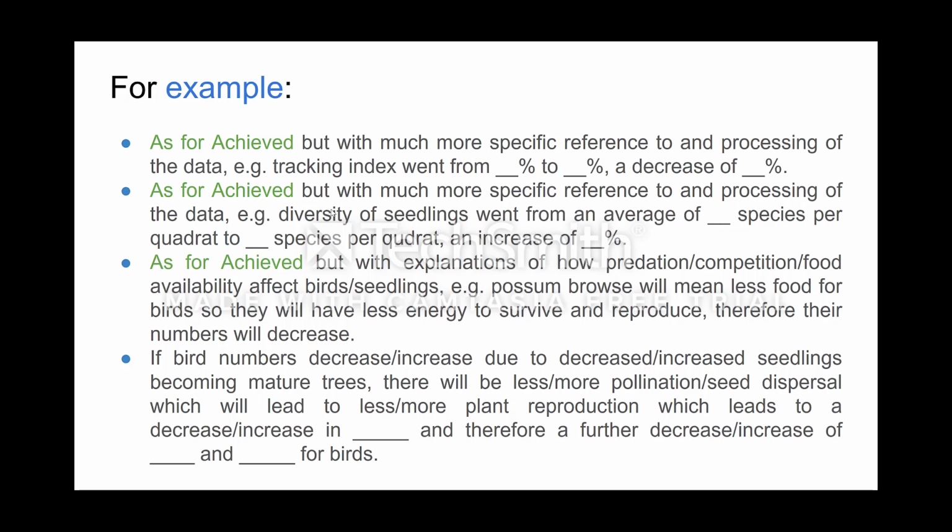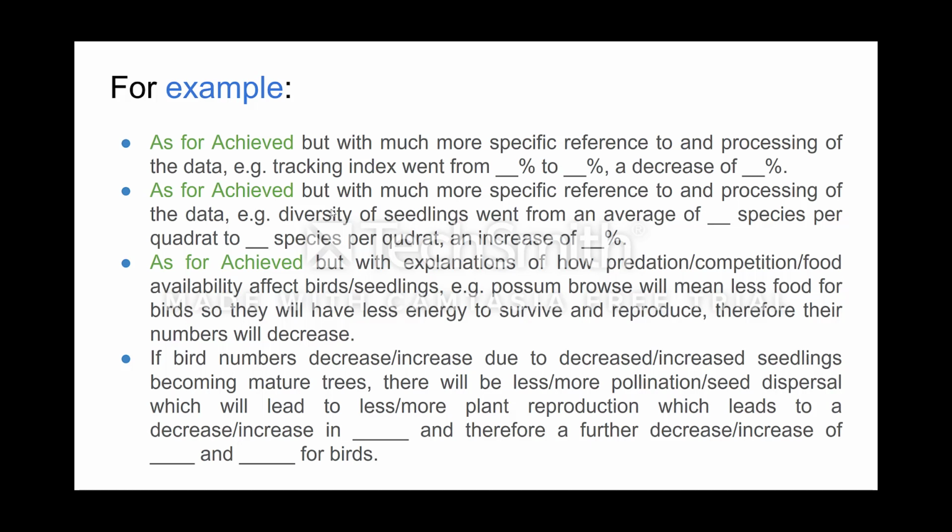But then comes the second part: the causal link, linking it to other species. So you might be talking about an increase in predation, and that leading to a reduction in a particular bird species. Like more possums browsing around will mean there's less food for birds. The birds will have less energy to be able to survive and reproduce because they're being outcompeted by those possums.